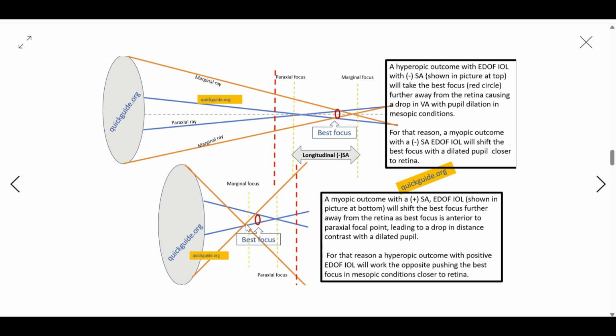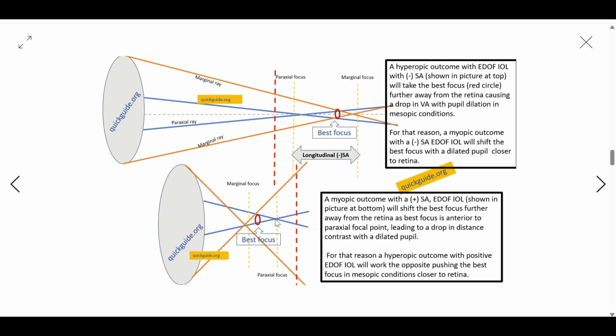However, when you have positive spherical aberration lenses, and in a moment I will show you which lenses are positive spherical aberration and which lenses are negative spherical aberration in the market. Here is a positive spherical aberration because the marginal rays of light are falling before the paraxial focal point. So you have the best focus somewhere in between. Now, if you have a myopic outcome, you know that the best focus is before the paraxial focal point with a positive spherical aberration lens. And if you have a myopic outcome, the best focus will be further shifted away from the paraxial focal point.